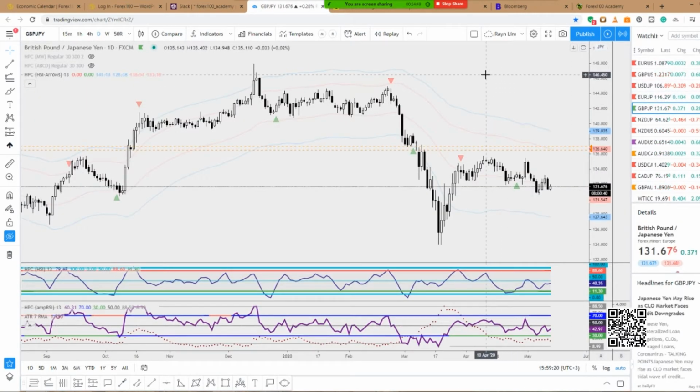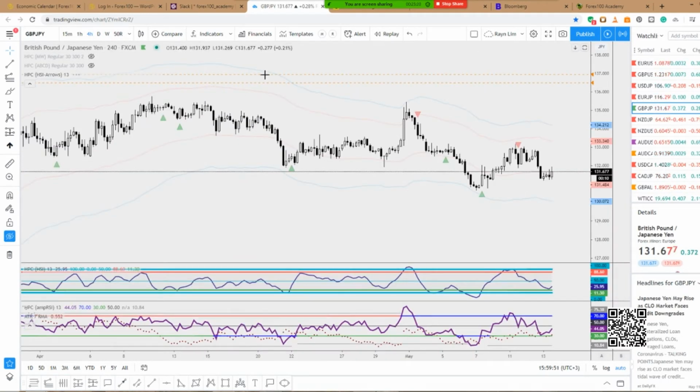Okay, so pound yen, on the daily chart, market have a bearish movement over here. Okay, bearish movement over here, there's a strong bearish movement sign. Then we have a bit of retracement at this level. Okay, so overall movement for pound yen is bearish on the daily chart.